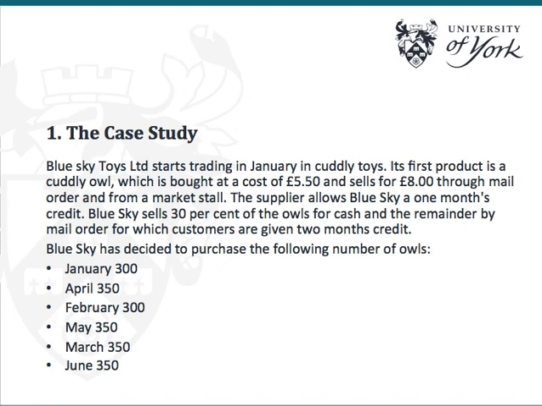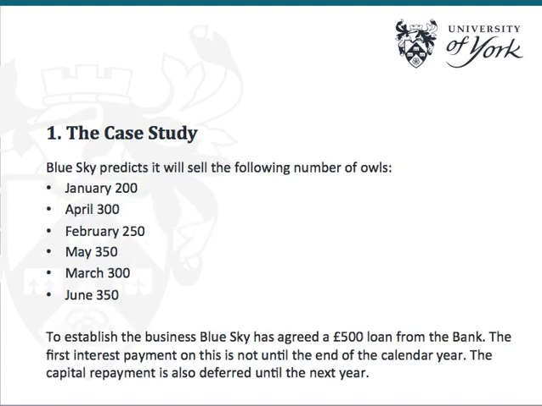At the bottom of that slide is how many purchases the company has decided to make of its owls. It predicts it will sell the following number of owls, from January 200 through to June 350. To establish the business, Blue Sky has agreed a £500 loan from the bank. The first interest payment on this is not until the end of the calendar year, and the capital repayment is also deferred until the next year.